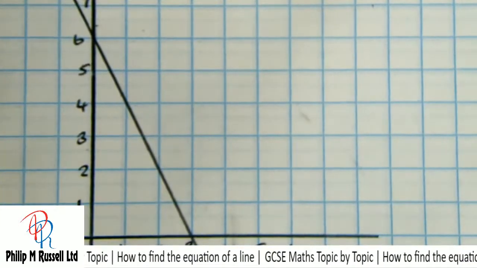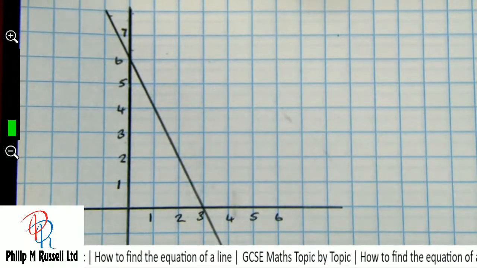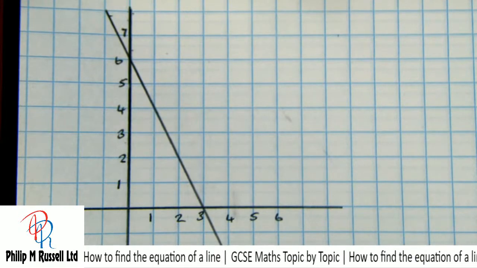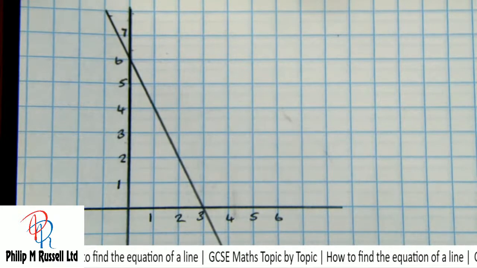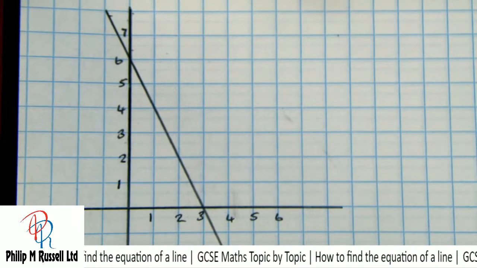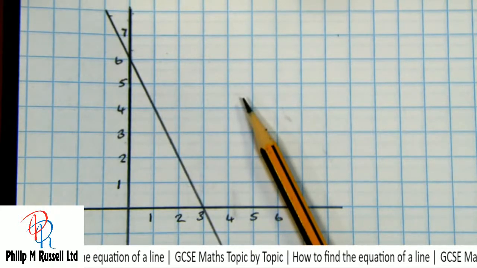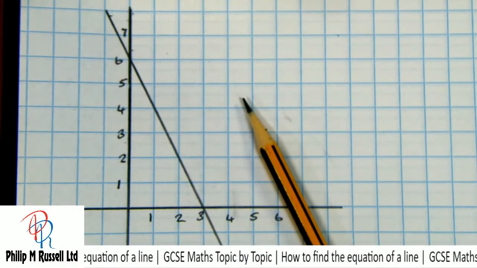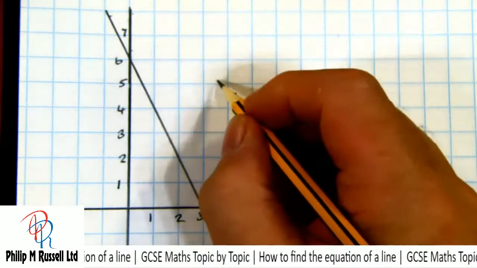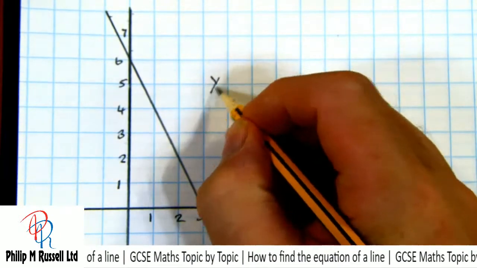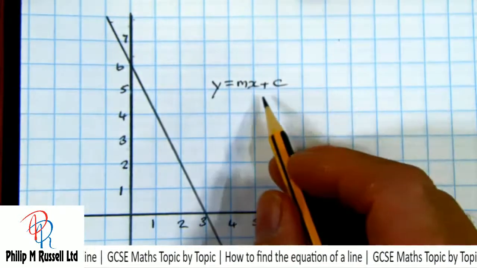So let's zoom out just a tad so you can see that a little bit better. Right, now what I want to do is work out the equation of this line. And I now have a sharp pencil again. We're going to take our gradient. We're going to work out, just as before, y equals mx plus c.